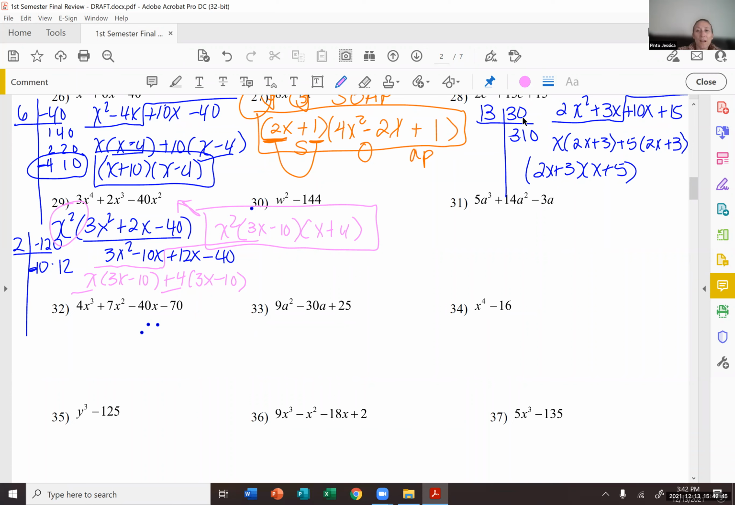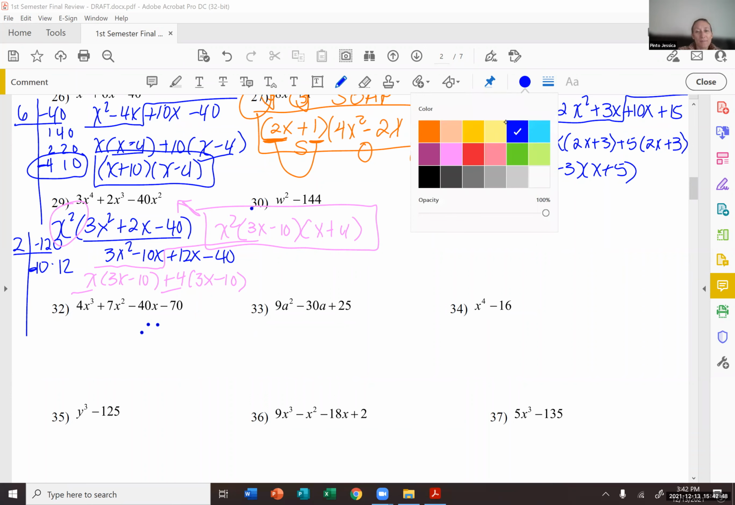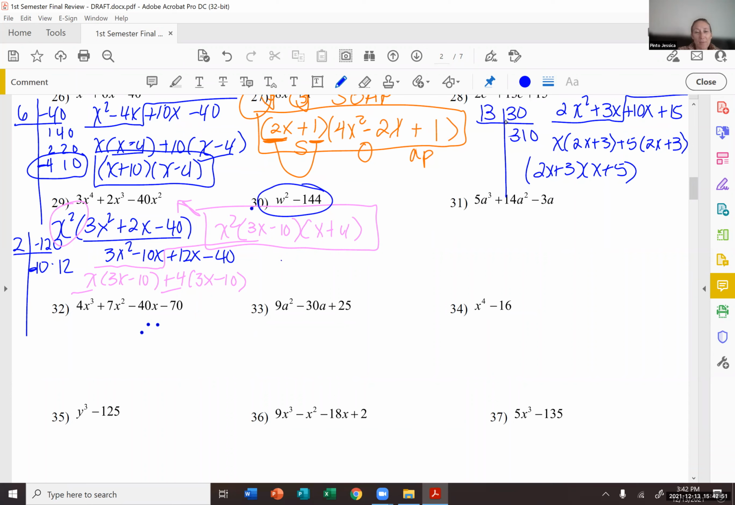Wonderful. Looking at number 30, that one's the difference of 2 squares. This one's my favorite. This is just x plus 12, x minus 12. Of course, what am I saying? The letter is W. Reminds me I forgot to change 28 back to a C. Final answer. And then these should both be C's, just so that it matches.